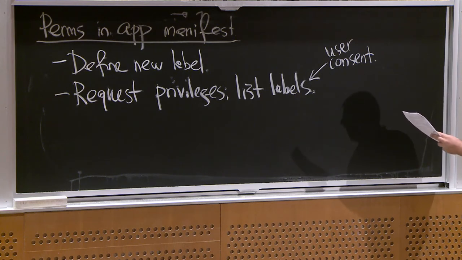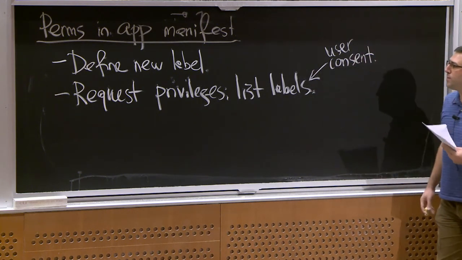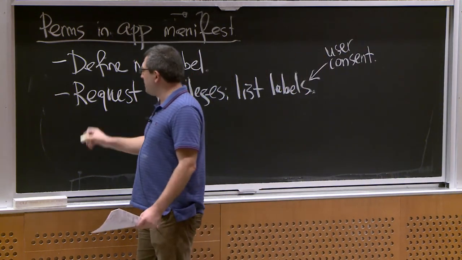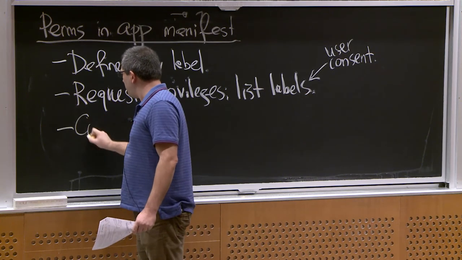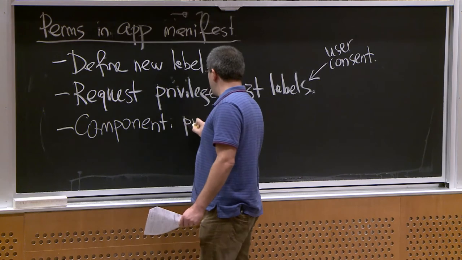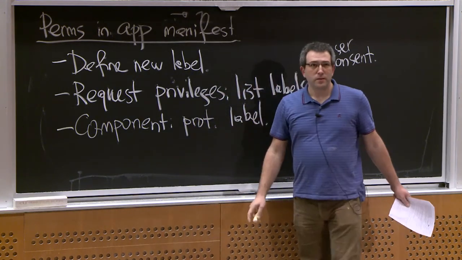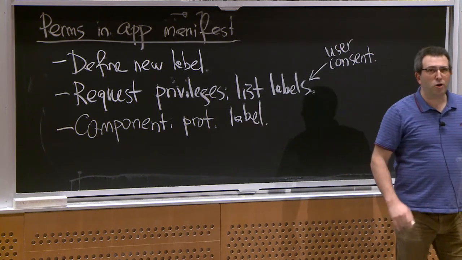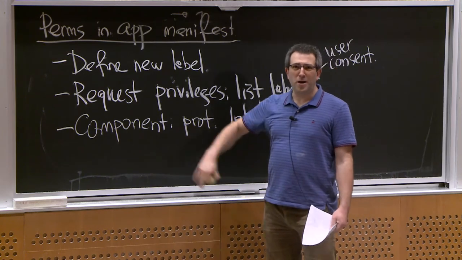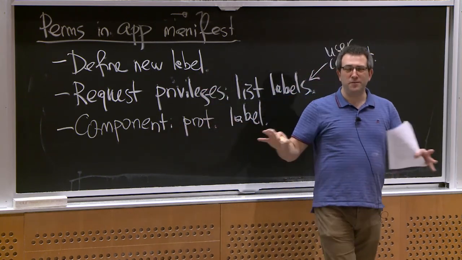All right. So, the manifest is going to specify what privileges an app needs in order to run. And then the last thing that the manifest is going to specify is, for each component, what is the protection label for that component. By default, if you have a component in your application and you don't say anything in the manifest, it is private. No amount of permissions on the sender side is going to allow them to send you a message. Seems like a safe default.